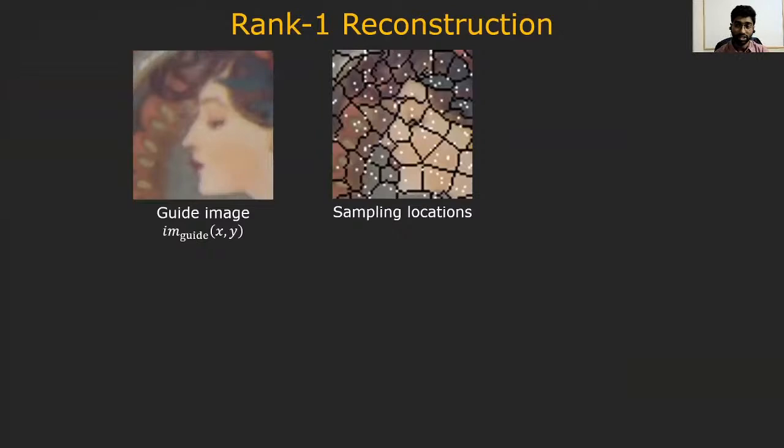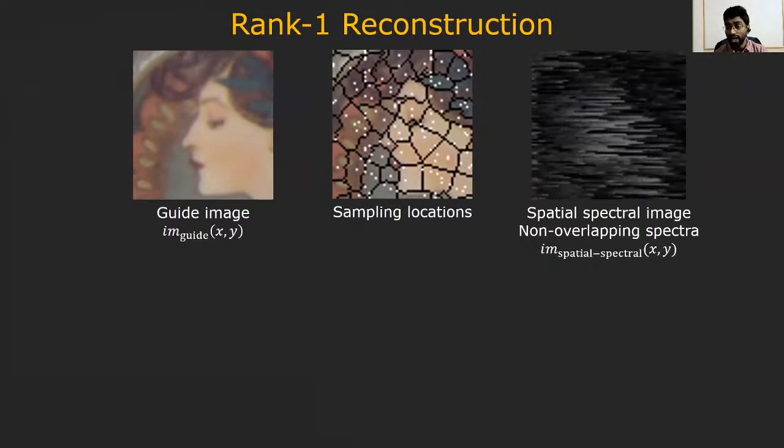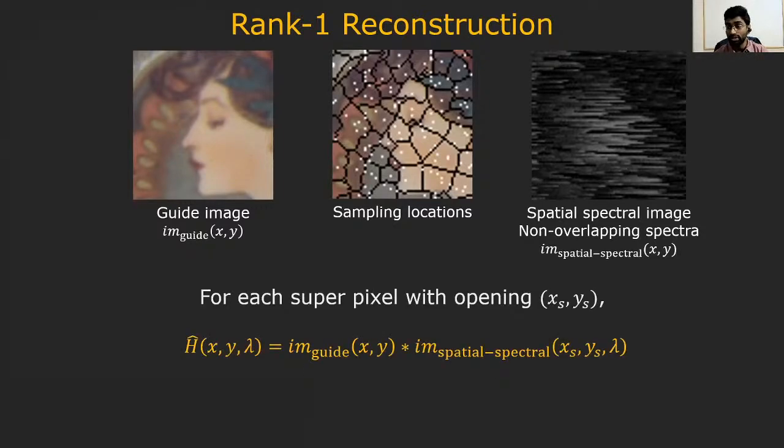The next question is reconstruction. Since we identified that spectra are very similar to each other in a superpixel, we follow a simple rank one reconstruction. Given the guide image and spatial spectral image, we express the neighboring spectra within a superpixel as a scaled version of the spectra at the sample location within the superpixel. The scaling value is given by the guide image. This can be viewed as a rank one reconstruction within its superpixel, which is very fast and takes no more than a second to output 50 bands of a megapixel hyperspectral image on a CPU.